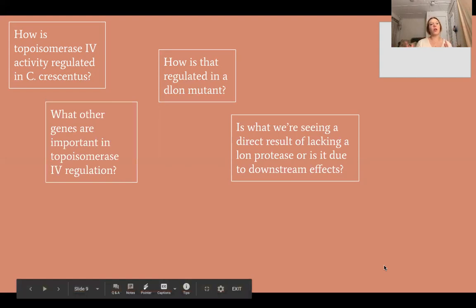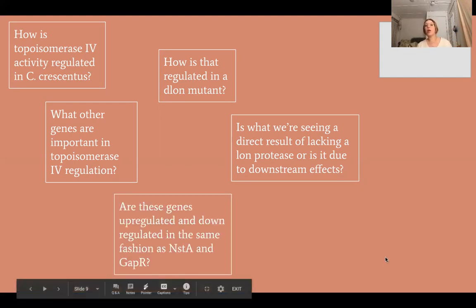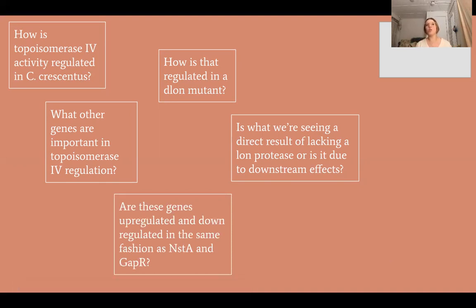I want to see what other genes are important in the topoisomerase 4 regulation. We have these two already. There's the two subunits of topoisomerase 4. And so we're just trying to see what other genes are important in this type of regulation. And with that, are these genes upregulated and downregulated in the same fashion as NstA and GapR? So are we seeing inhibitory proteins upregulated and activating proteins downregulated?